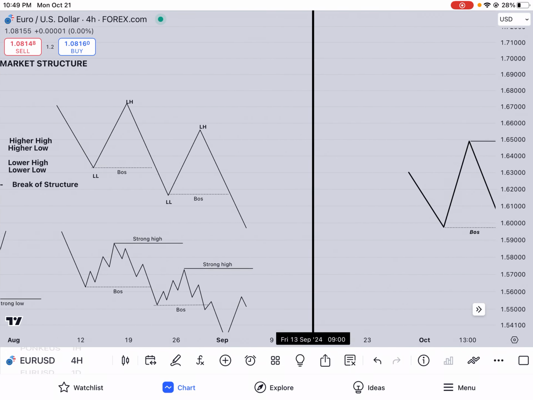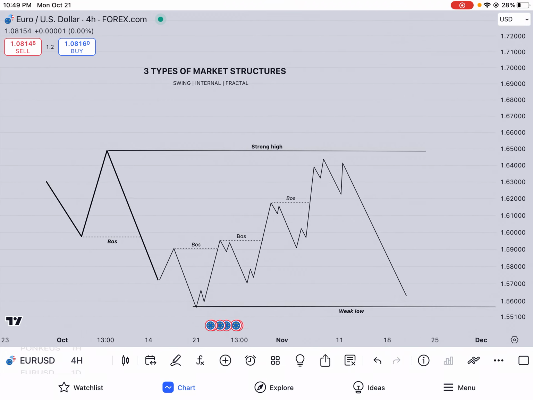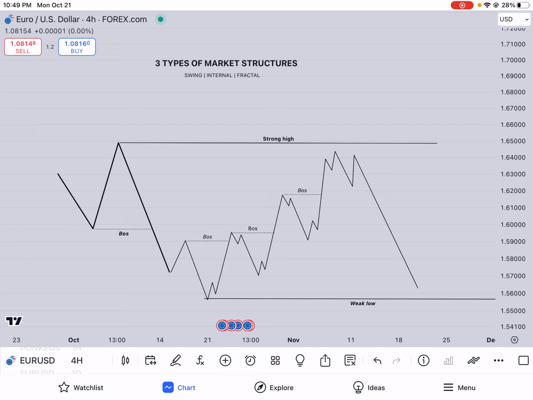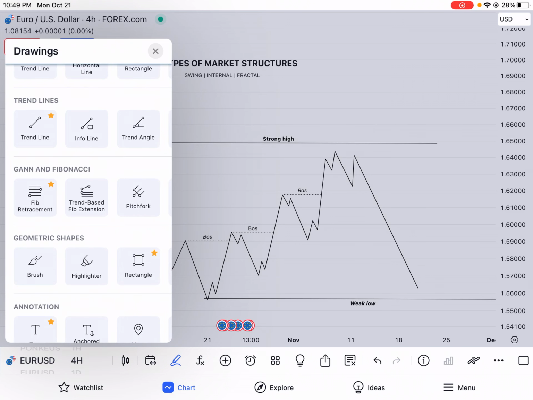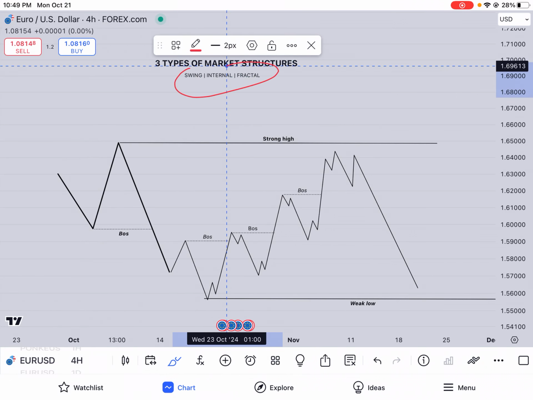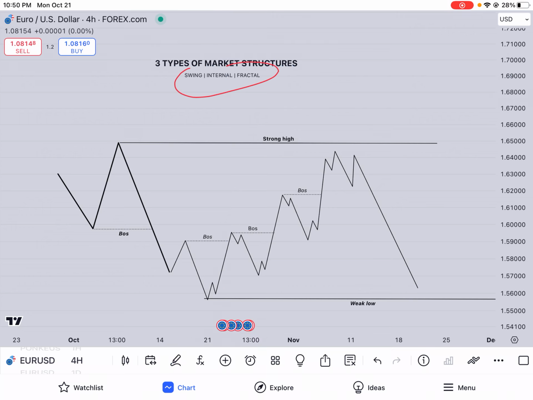Market structure. Whenever you understand market structure, you are understanding the body language of the market. Now, let's talk about three types of market structures. Three structures in the market. Now you have to pay very close attention. You see I wrote it here. We have the swing structure, the internal structure, and the fractal structure. The swing, the internal, the fractal. Let me break it down so that you'll be able to understand.